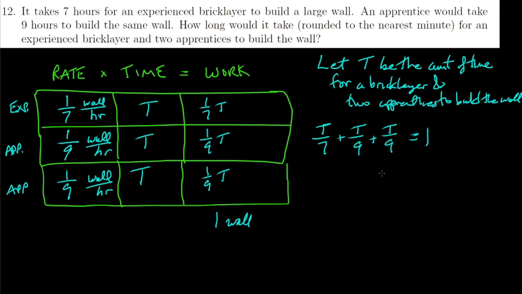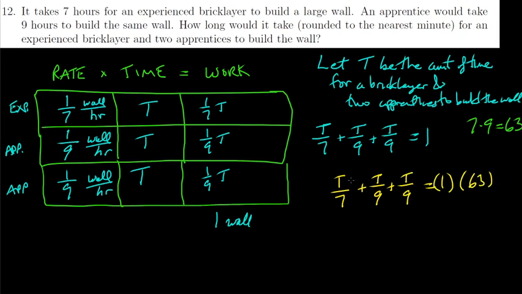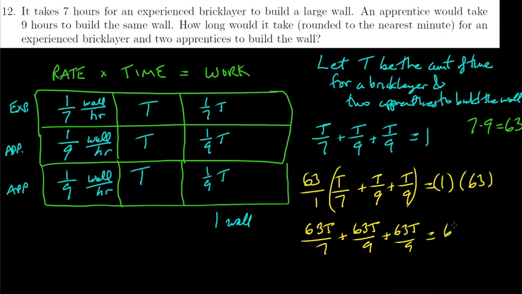So what's our common denominator here? How about 7 times 9, 63. So what I'm going to do is just multiply both sides by 63. Let me just copy down the equation first. Equals 1. So 1 times 63 on the right, and then 63 on the left. So you're going to get 63T over 7 plus 63T over 9 plus 63T over 9. And that's going to equal 63.